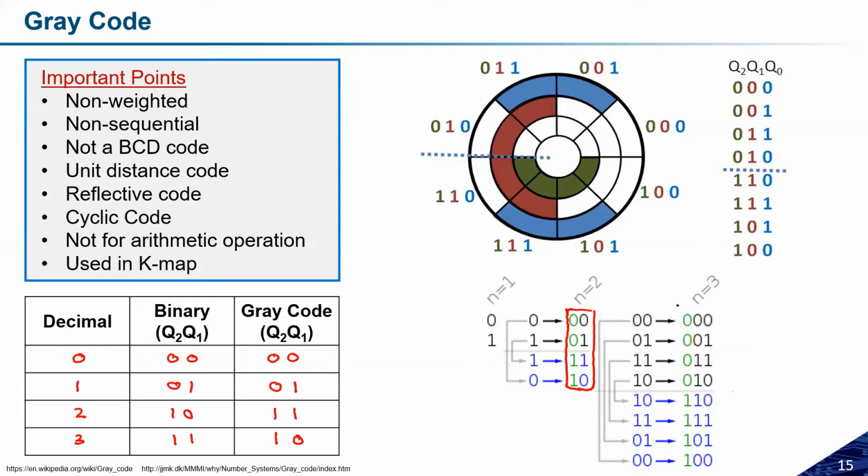That is how we call it the reflective code and the cyclic code, because it is following some pattern, it is rotating in some way. So this is all about the gray code for n is equal to 2, n is equal to 3, and so on. You can calculate it similarly.